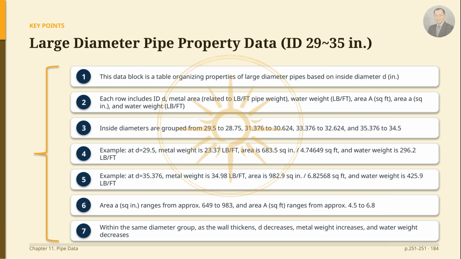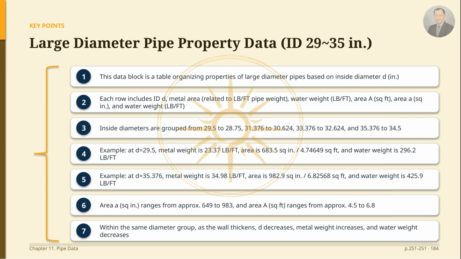This slide is a physical properties data table summarizing the physical characteristics of large diameter pipes based on the inside diameter d value. For example, when the inside diameter d is 29.5, the metal weight is 23.37 pounds per ft and the water weight is 296.2 pounds per ft.